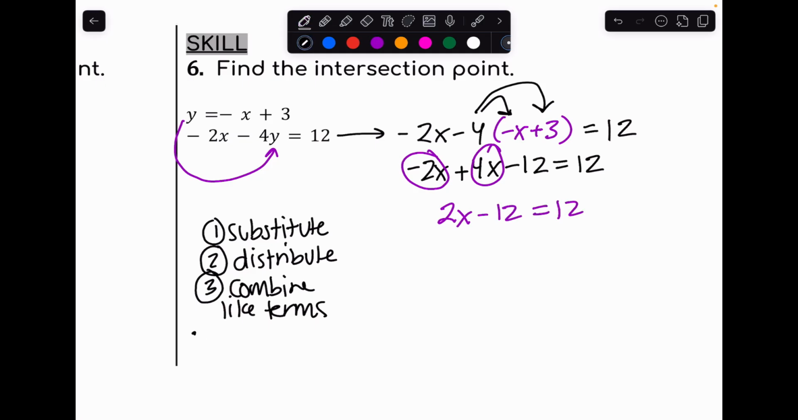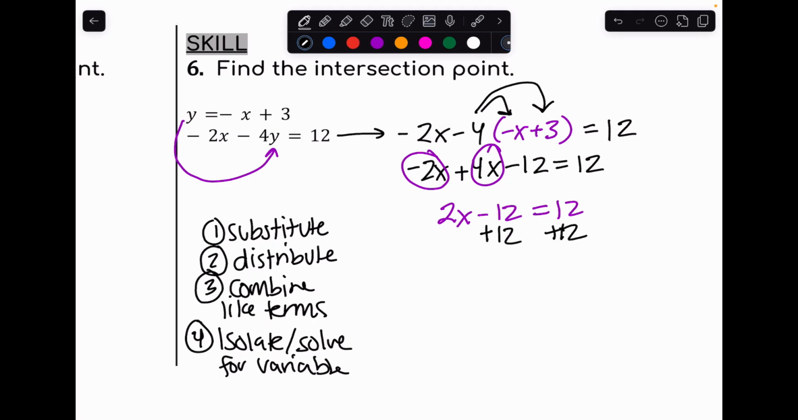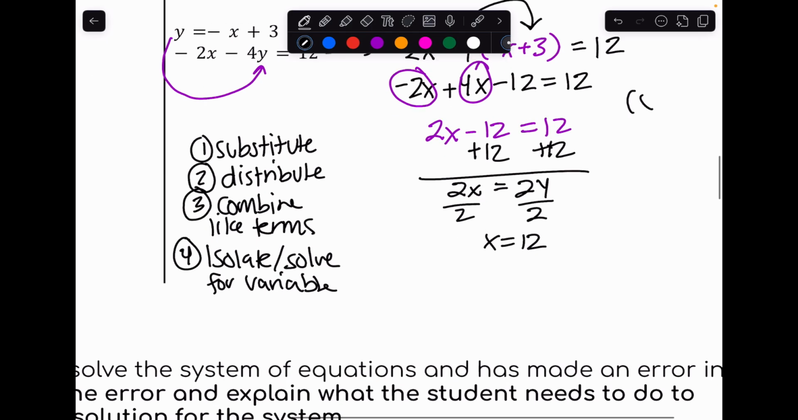And then I'm going to isolate and solve for the variable. So I'm adding 12. I get 2x is equal to 24. Divide by 2, where x is equal to 12. So again, my ordered pair is going to be x and y. We just found the x value to be 12. Now I need to find y.